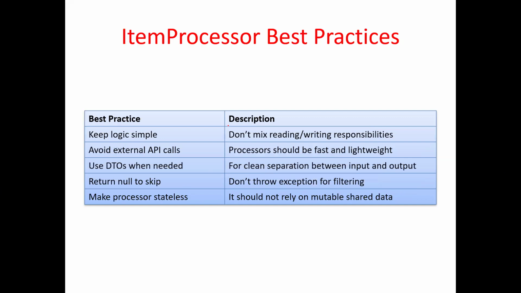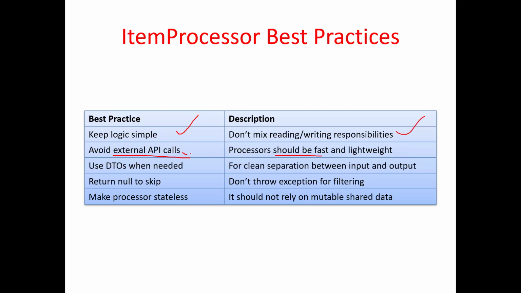So what are the best practices whenever you are applying the item processor? You need to keep your logic very simple, and you should not combine reading and writing responsibilities in the item processor. Item processor should just transform the logic only, and avoid external API calls. Why? Because the processor should be very fast and lightweight. Reading data will be fast, writing data will be fast. If you are calling an external API and the service is down, it's again a kind of problem. So you should avoid external API calls.